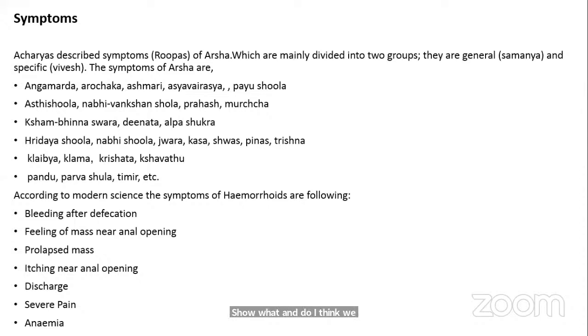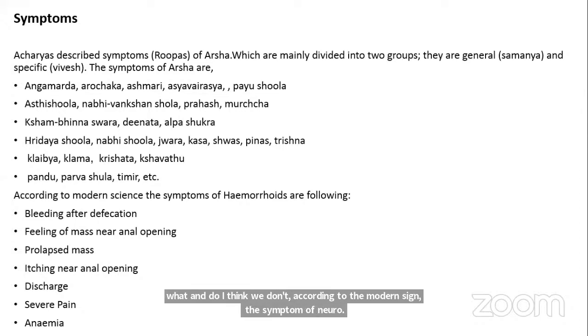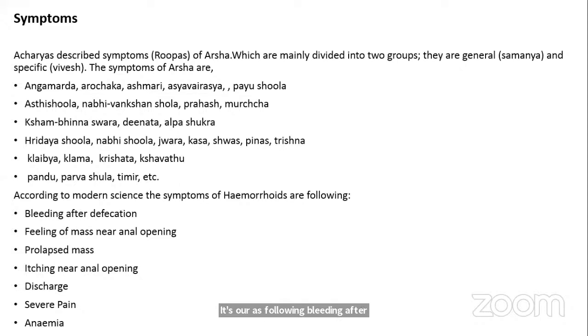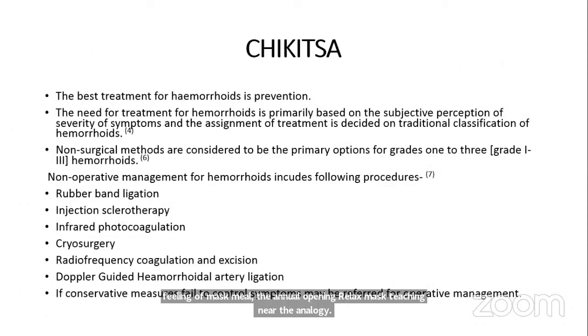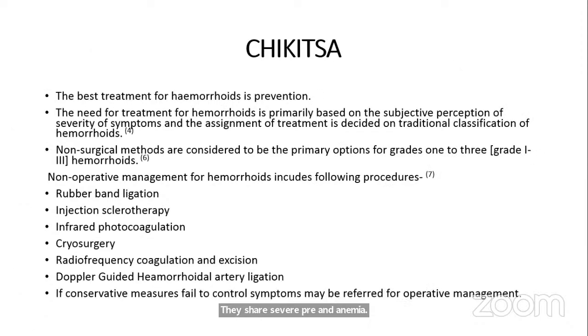According to modern science, the symptoms of hemorrhoids are as follows: bleeding after defecation, feeling of mass near the anal opening, prolapsed mass, itching near the anal opening, discharge, severe pain, and anemia. Chikitsa. The best treatment for hemorrhoids is prevention. The need for treatment is primarily based on subjective perception of the severity of the symptoms, and the treatment is decided on the traditional classification of hemorrhoids. Non-surgical methods are considered the primary option for grade 1 to 3 hemorrhoids.